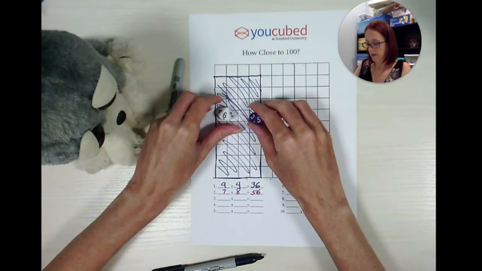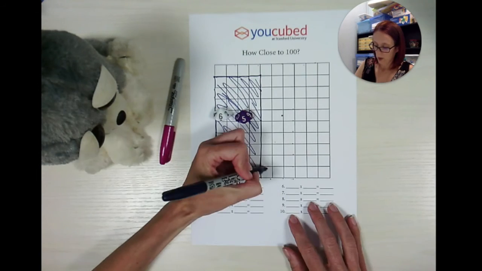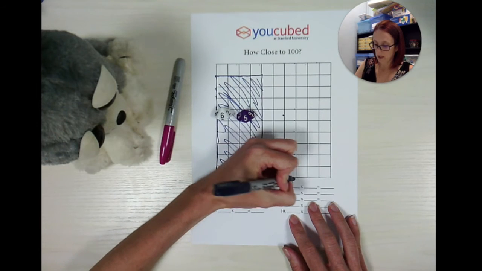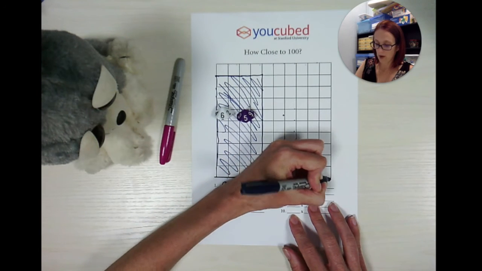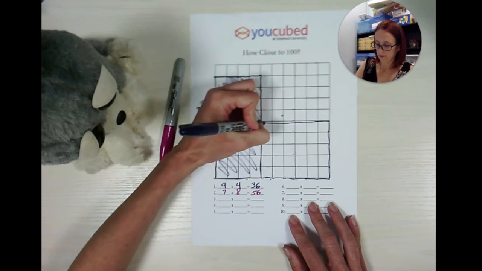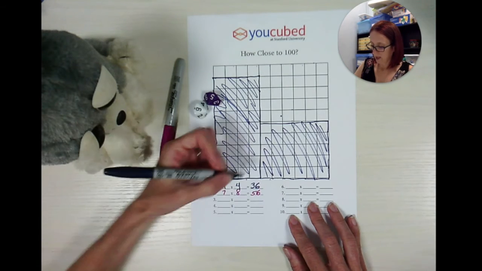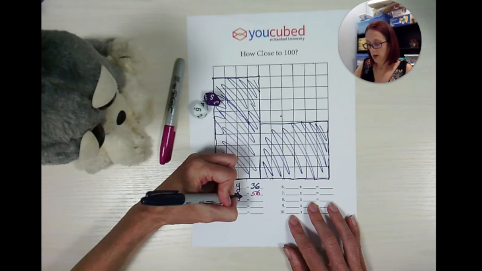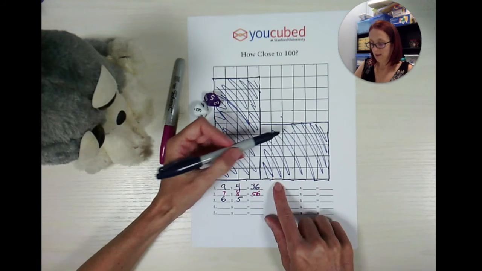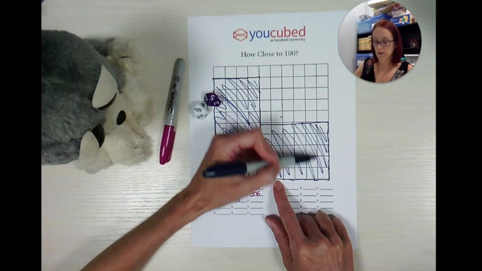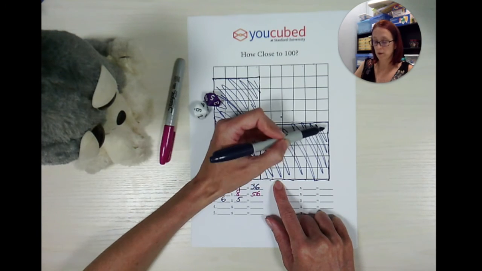Six times 5. 1, 2, 3, 4, 5, 6. 1, 2, 3, 4, 5. 6 times 5. Now I know that 5 times 5 is 25. And then I just have 5 more. So that's 30.